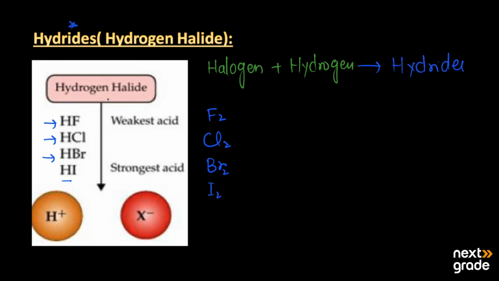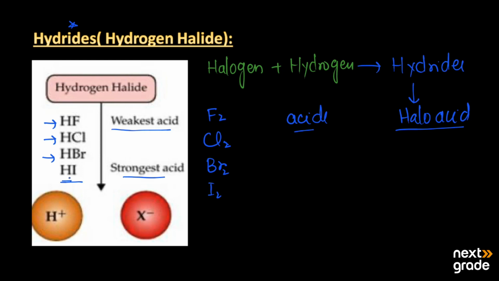Now, when we check out the strength of these HF, HCl, HBr, and HI, these are all called acids. When halogens react with hydrogen, they form hydrides, and these hydrides are known as haloacids, in which hydrogen reacts with the halogen. Now what is the strength of these acids? HF is called the weakest acid, and HI, which is the last one, is called the strongest acid of the hydrogen halides.